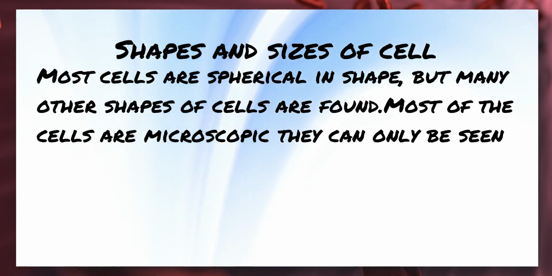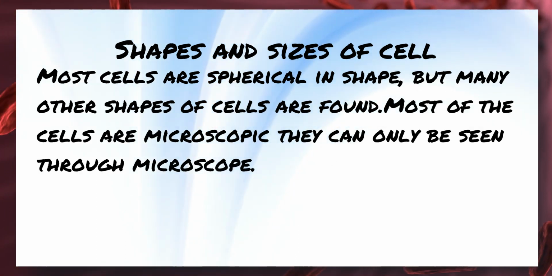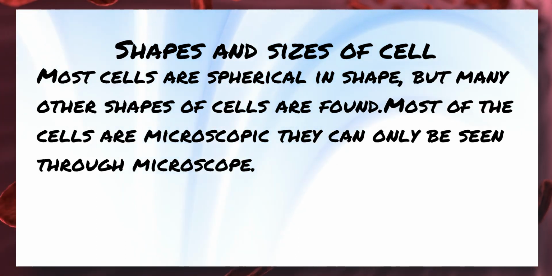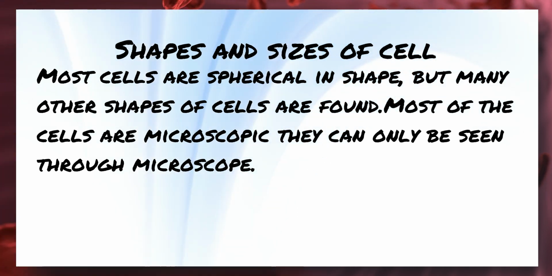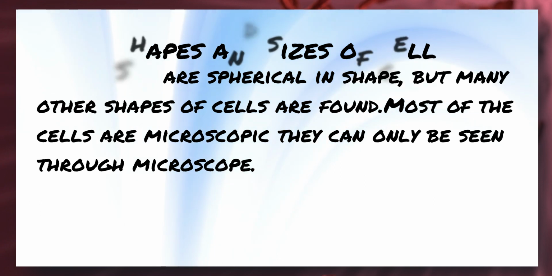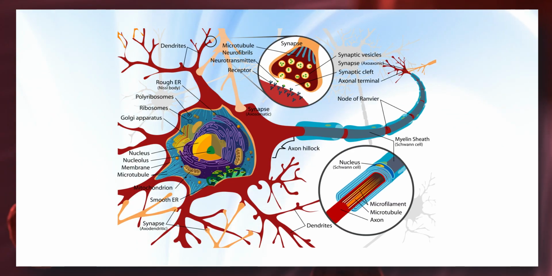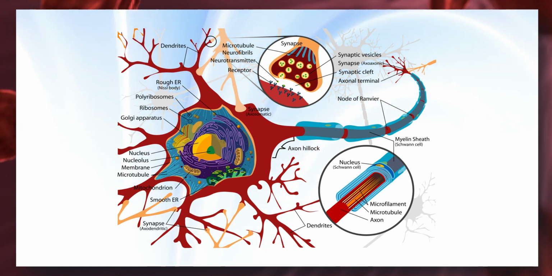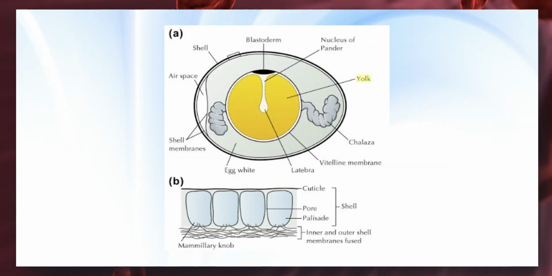Now let us learn about shapes and sizes of cells. Most of the cells are spherical in shape. Cells of various other shapes are also found. Most of the cells are microscopic in size. That is, it is impossible to see them with naked eyes; they can be seen through a microscope. Some cells are fairly large. Example, a neuron in the human body can be as long as 1 meter. The largest known cell of a living animal is the egg of an ostrich, and an average egg is 15 centimeters long and 13 centimeters wide.